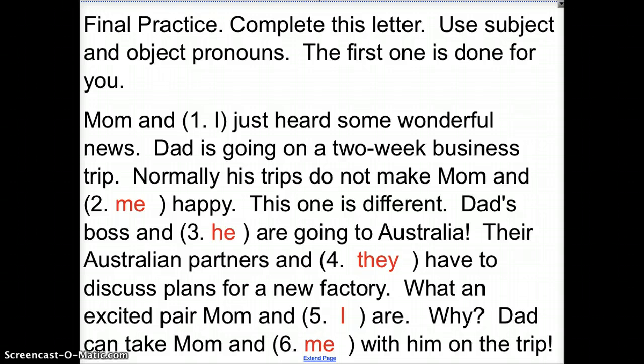What an excited pair Mom and I are. The verb is are. It comes before, subject, I. Why? Dad can take Mom and me with him on the trip. Can take is the verb. It's an action verb. So I'm going to choose object, me.